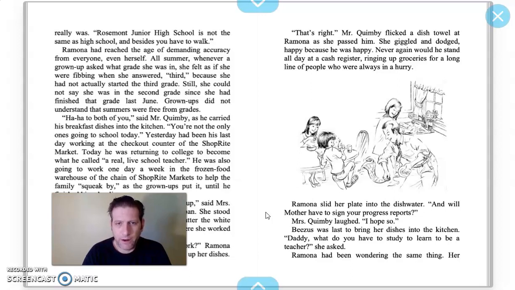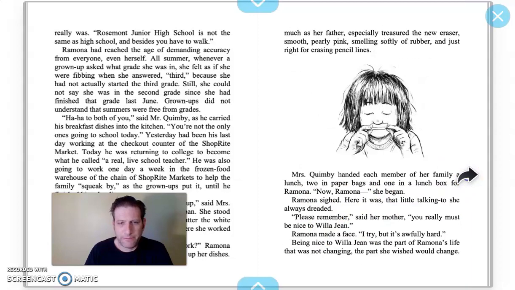Never again would he stand all day at a cash register, ringing up groceries for a long line of people who were always in a hurry. Ramona slid her plate into the dishwasher. "And will Mother have to sign your progress reports?" Mrs. Quimby laughed. "I hope so." Beezus was the last to bring her dishes into the kitchen. "Daddy, what do you have to study to learn to be a teacher?" she asked. Ramona had been wondering the same thing.